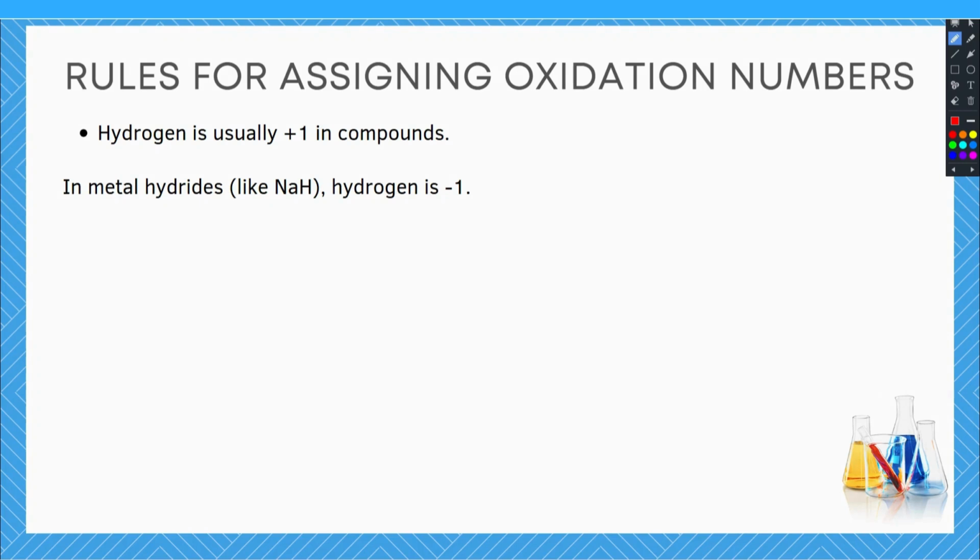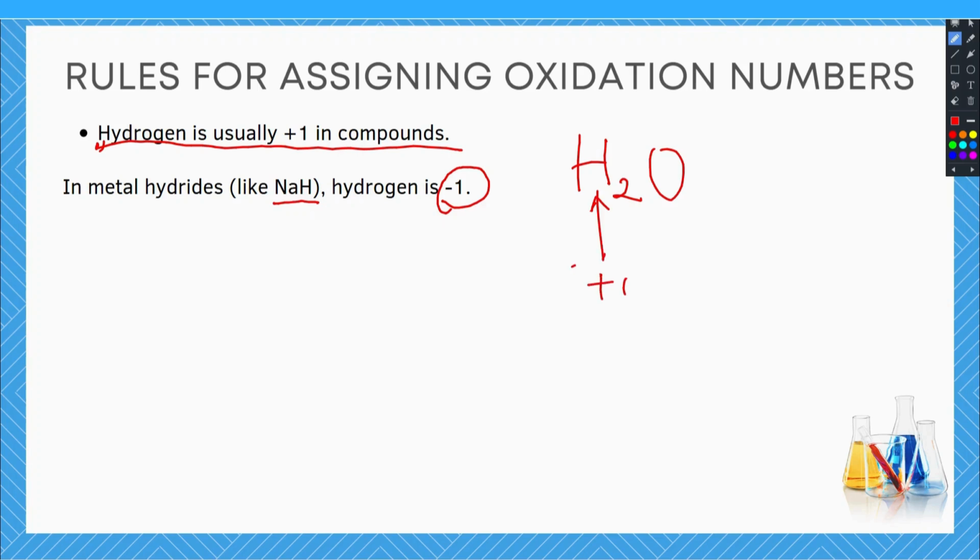Next rule is that hydrogen is usually +1 in compounds. In metal hydrides like sodium hydride, hydrogen is -1. But more often than not, whenever you find hydrogen in any compound, it is usually +1. For example, in the previous slide, I said H2O. Whenever you find hydrogen in a compound, usually the oxidation number is +1.